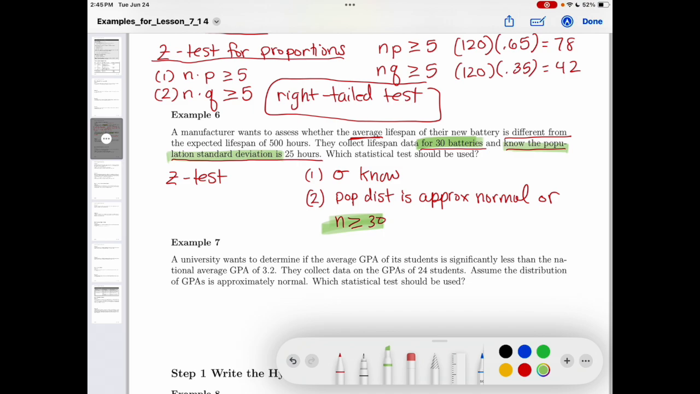Now, if we look at what we're testing, we're looking to see if it's different from the expected lifespan of 500 hours. Because we're saying that it's different, we're looking to see if it's either greater than or less than. We don't care which one, we just want to see if it's different. So this is going to be a two-tailed test.